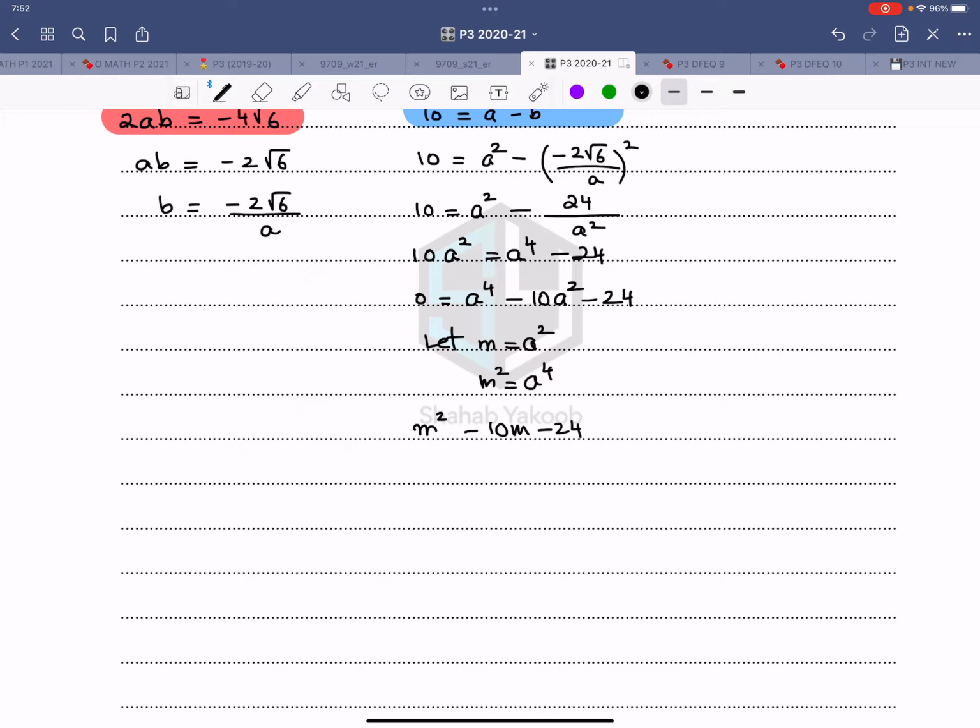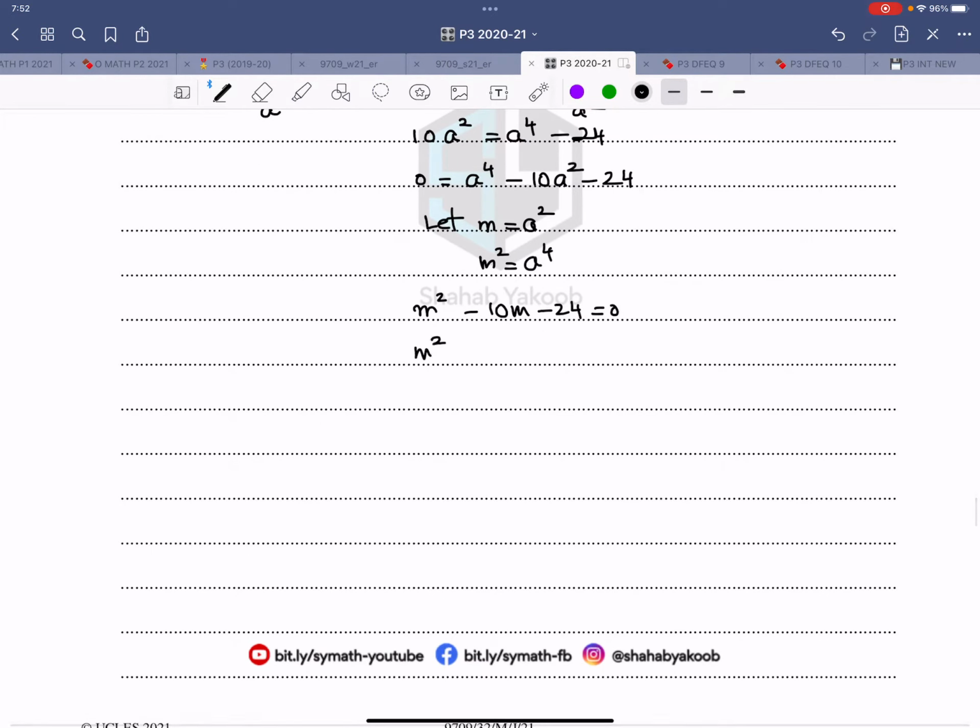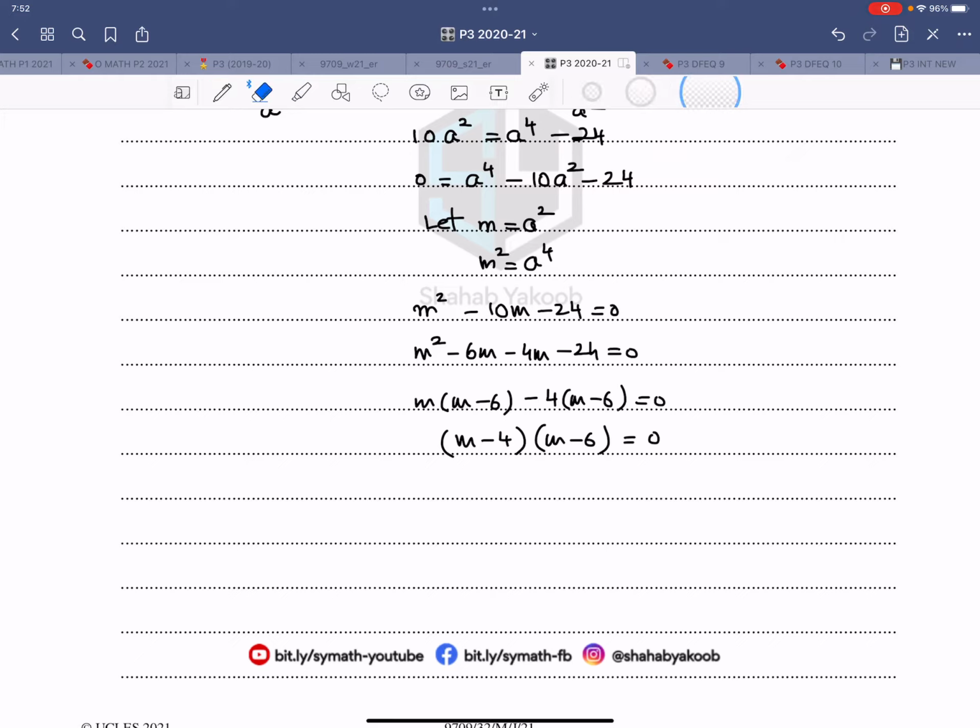6 into 4. m square minus 6m minus 4m minus 24 equals 0. m minus 6, minus 4, m minus 6 equals 0. Therefore, m minus 4, m minus 6 equals 0. Let me double check. So you are getting two answers. This is a power 4 minus 10 squared minus 24. Now the thing is that this is minus 6 into minus 4, that becomes plus 24.